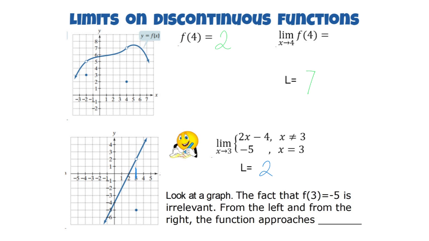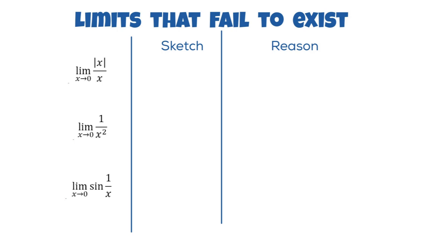So I have a note here that says, look at the graph. The fact that f of 3 is equal to -5 is irrelevant. From the left and from the right, the function approaches 2. All right, so we have found a way, even with discontinuous functions, to find the limit. There are some scenarios where you cannot determine what the limit is, and there are 3 different scenarios that might happen.